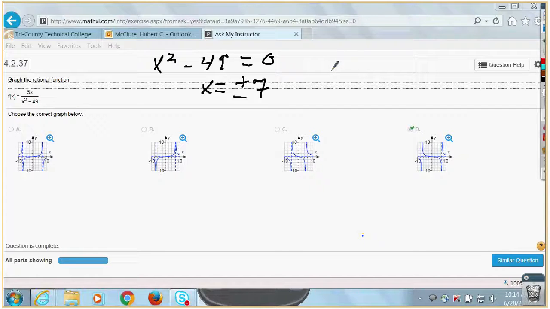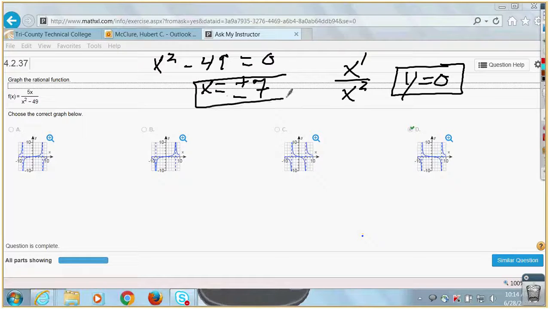Your horizontal asymptotes, your degree of your numerator is x to the first, over x to the second for the denominator. Since the degree of your numerator is less than the degree of the denominator, your horizontal asymptote is 0. And it says that in the book, and I go over that in the videos. So you're looking for positive and negative 7. This is a regular x squared function, so it's going to be looking normal.